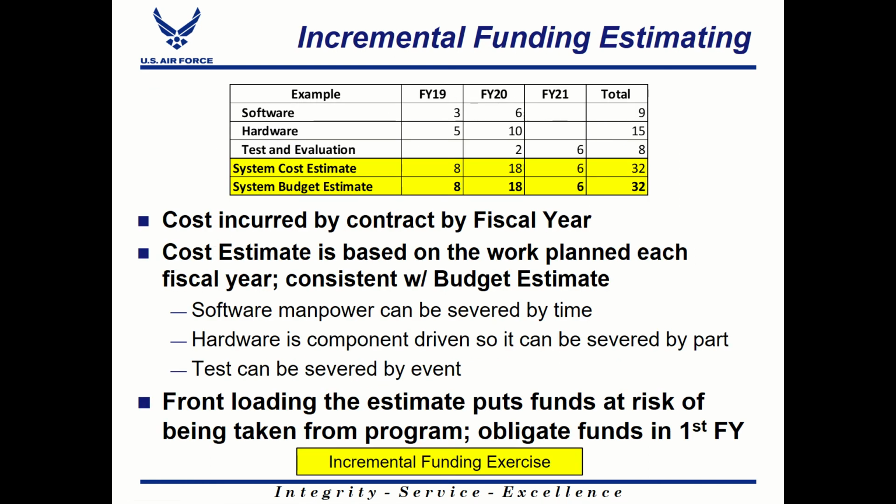So for the incremental funding estimating, if we have a theoretical contract here where we've got some software and some hardware and some testing and evaluation, so this would be software development and hardware development. We've got those costs spread over several years for various reasons. Phasing of these elements could be based on historical data, could be based on contractor input, could be based on just durations. So there's a lot of different ways to phase these costs.